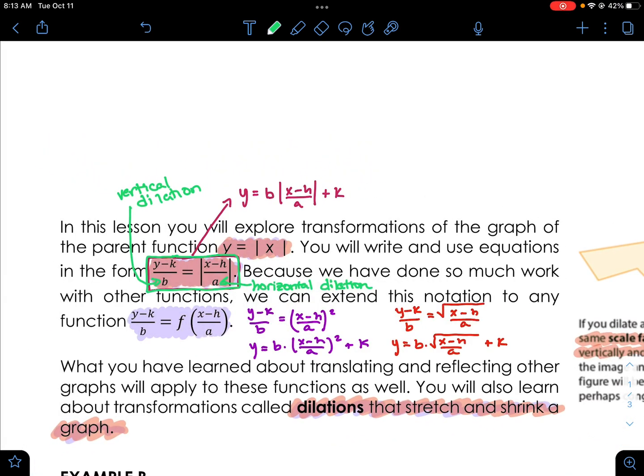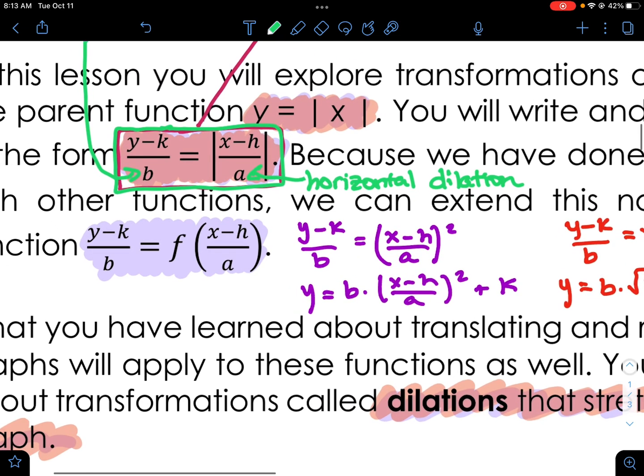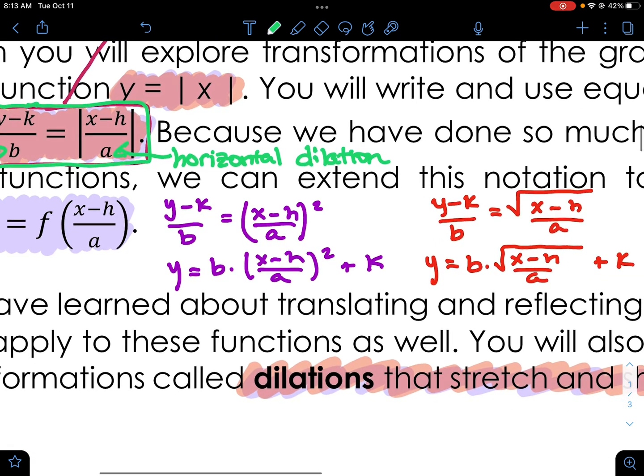And the general form, because we can apply this to any of the parent functions that we've looked at, would be (y minus k) divided by b equals f of (x minus h) divided by a, where f can be any of the functions. I put a few examples here of each of the parent functions.